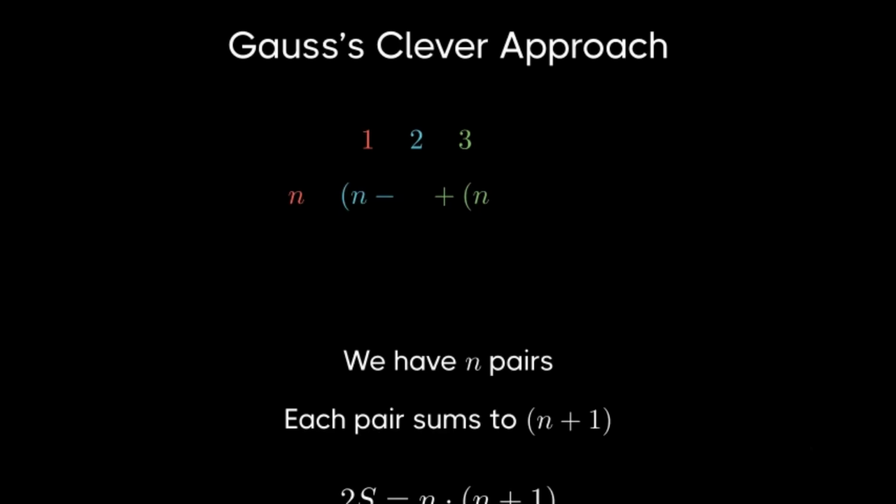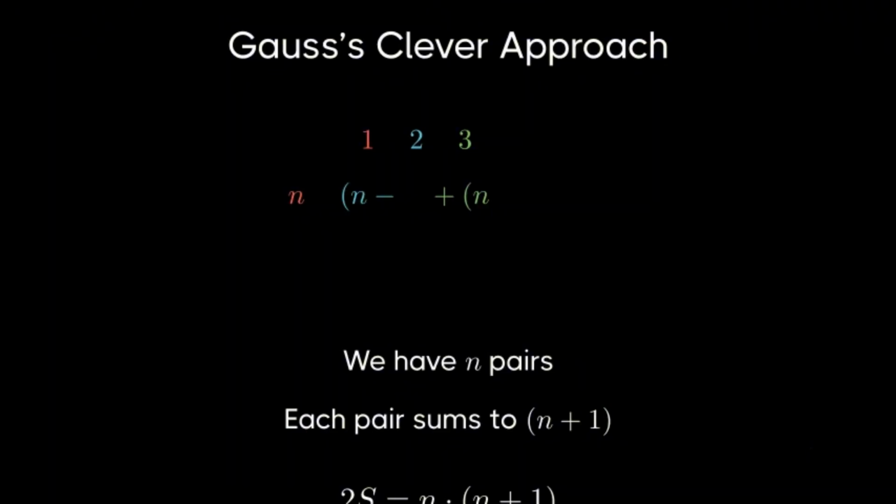Since each s contains all terms from 1 to n, adding them gives us 2s. And since we have n pairs, each summing to n plus 1, our total is n times n plus 1. Finally, to find s alone, we divide both sides by 2. This gives us our elegant formula, s equals n times n plus 1 divided by 2. This is the formula for the sum of the first n natural numbers.